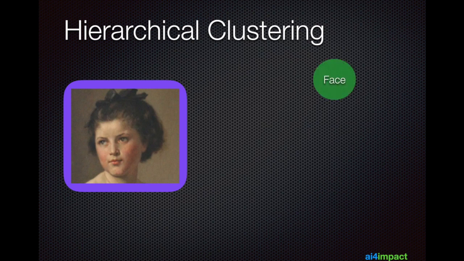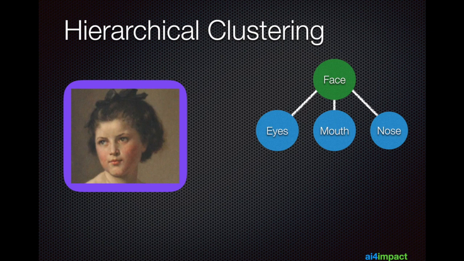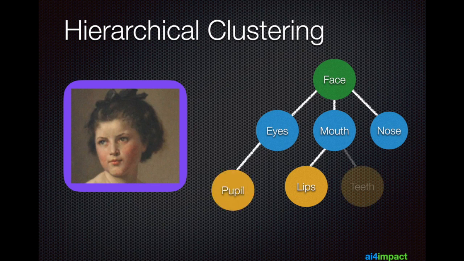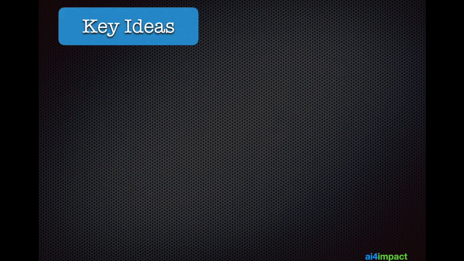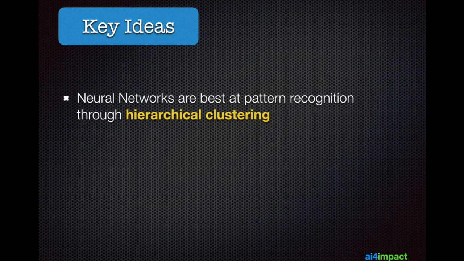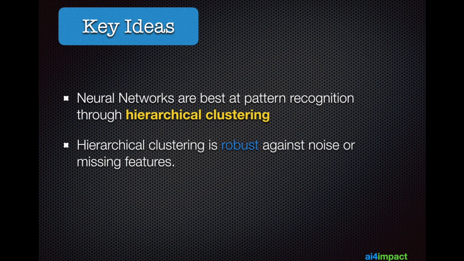Let's say you have a picture, a face. How do you know it's a face? That's because it consists of eyes, a mouth, and a nose. And these features, eyes, mouth, and nose, themselves are composed of subfeatures, lips or teeth, etc. Some key ideas. Neural networks are great at hierarchical clustering, and this means that they are robust against noise or missing features. An image could miss a mouth or a nose or a single eye, and you would still recognize it as a face because the other features are present.